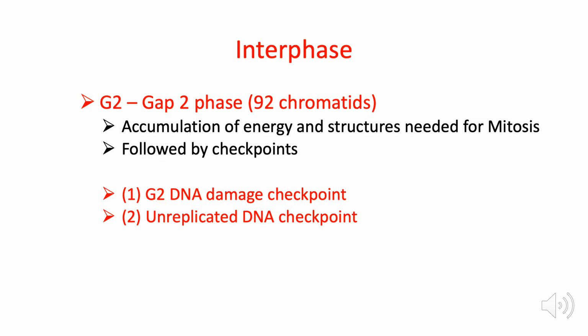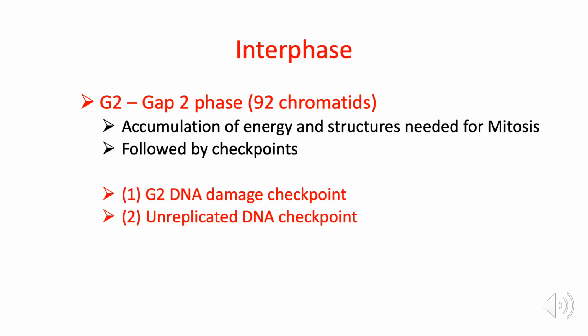Gap2 phase or G2 phase is the last stage of interphase prior to the actual process of mitosis. So expect that at this stage, the cell will be gathering all the nutrients and energy for the actual mitosis or cell division. Now, before the cell is allowed to move from the G2 phase to the actual stage of mitosis, the cell has to encounter two checkpoints. Number 1, G2 DNA damage checkpoint.